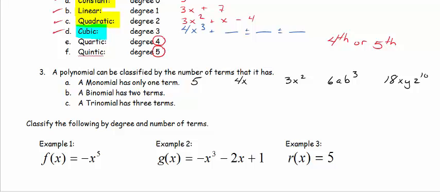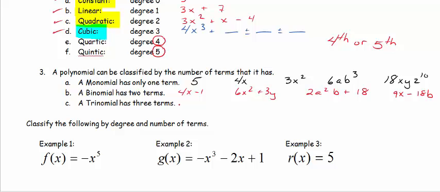Binomials. In terms of binomials, we could have 4x minus 1. We could have 6x squared plus 3y. We could have 2a squared b plus 18. We could have 9x minus 18b. Any one of those, in all cases, they have 2 terms.